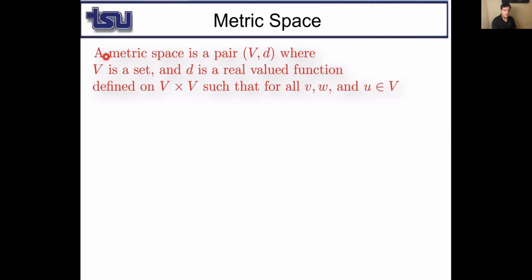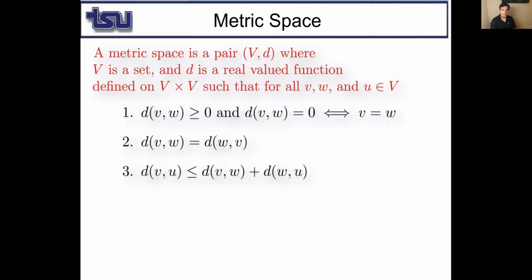All right, so let's define what a metric space is. A metric space is a pair (V, d), where V is a set and d is a real valued function defined on V cross V, such that for all v, w, and u in V, we have these conditions. The distance between v and w is bigger than or equal to 0, and the distance between v and w is 0 if and only if v and w are the same points. I mean, this is very simple, right? If you have v and w, this distance will be bigger than or equal to 0, and it will be 0 if and only if v and w are the same points.